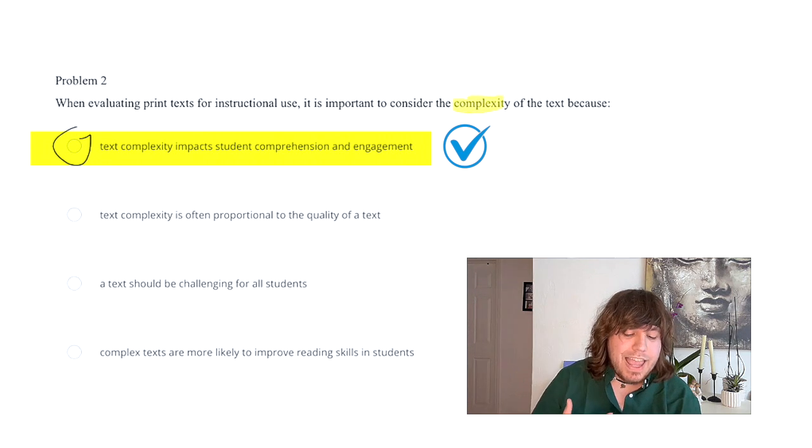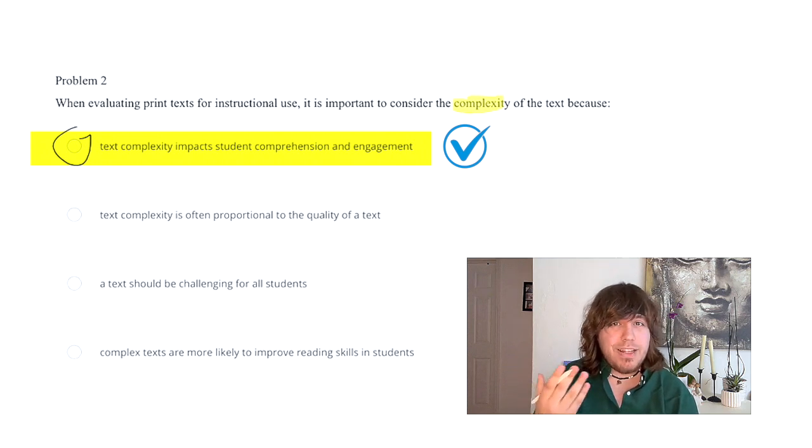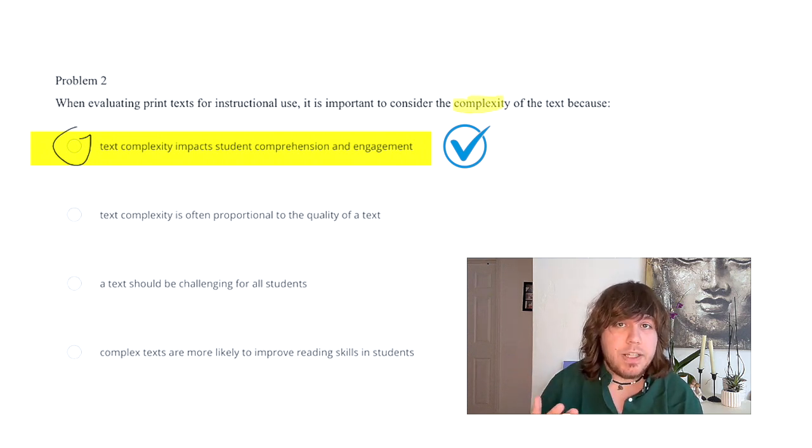B says that text complexity is often proportional to the quality of a text. That's not always true. A text can use a lot of high-level vocabulary and be very complex, but it might not always be factually accurate, and it might not always be high quality. So that's why we don't like that answer choice.